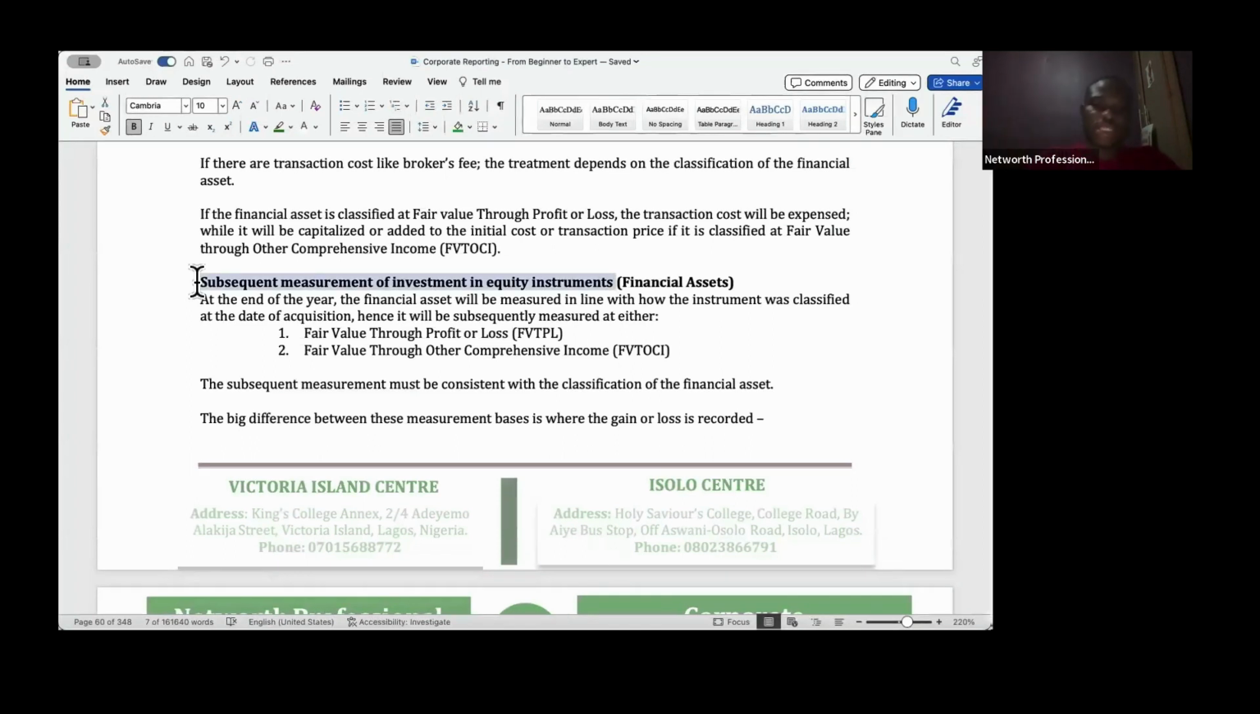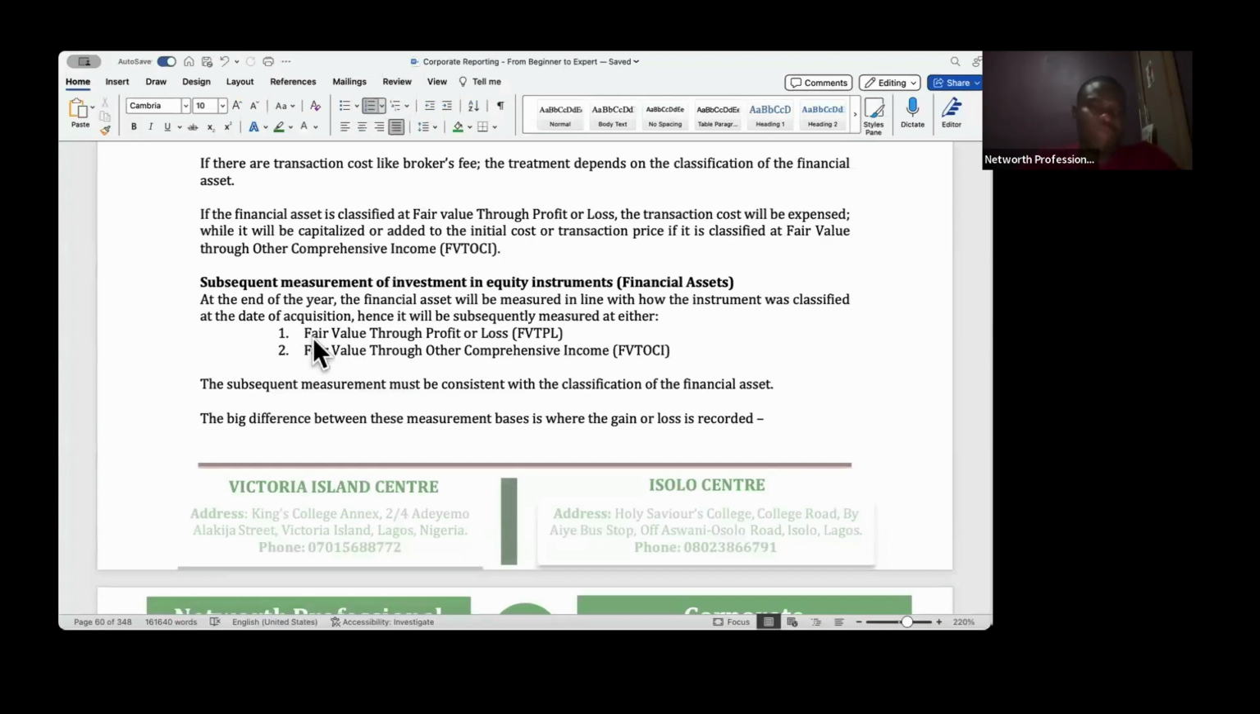So again, the standard said that the measurement at the end of the year is either at fair value through P&L or at fair value through OCI. Which means that if you have classified it at the beginning at fair value through P&L, that means at the end of the year, you would measure it at fair value through P&L. If you had classified it at fair value through OCI, at the end of the year, you measure it at fair value through OCI.